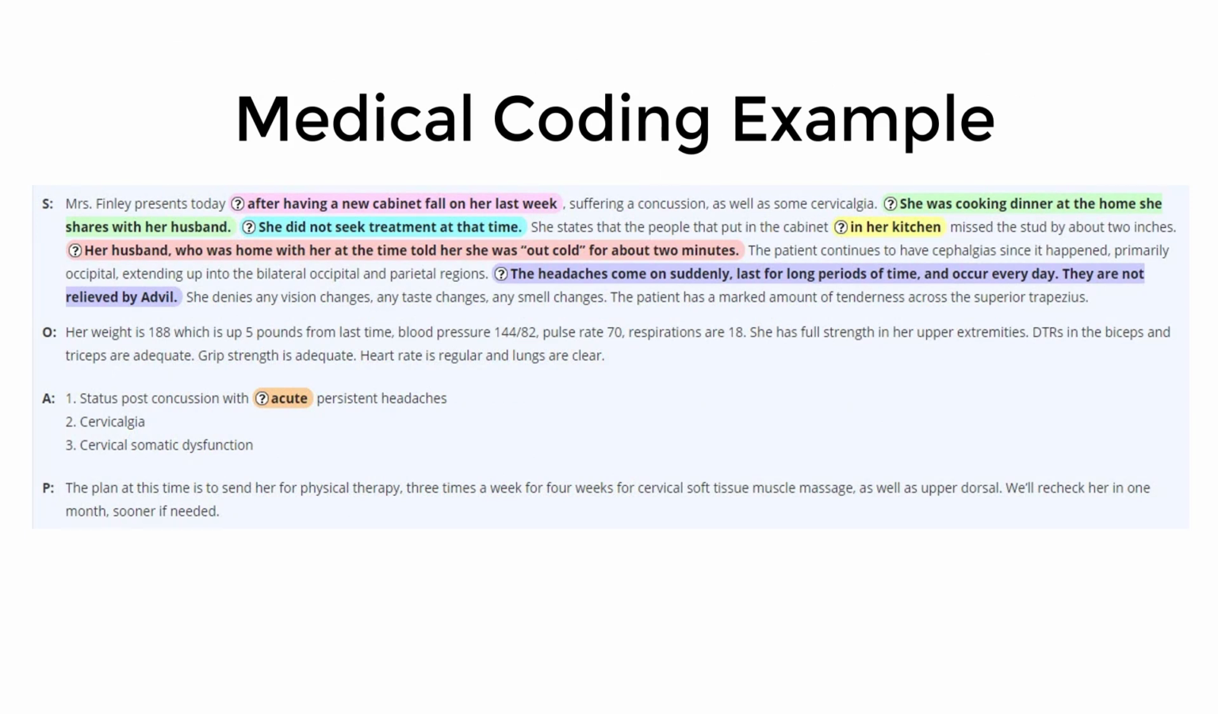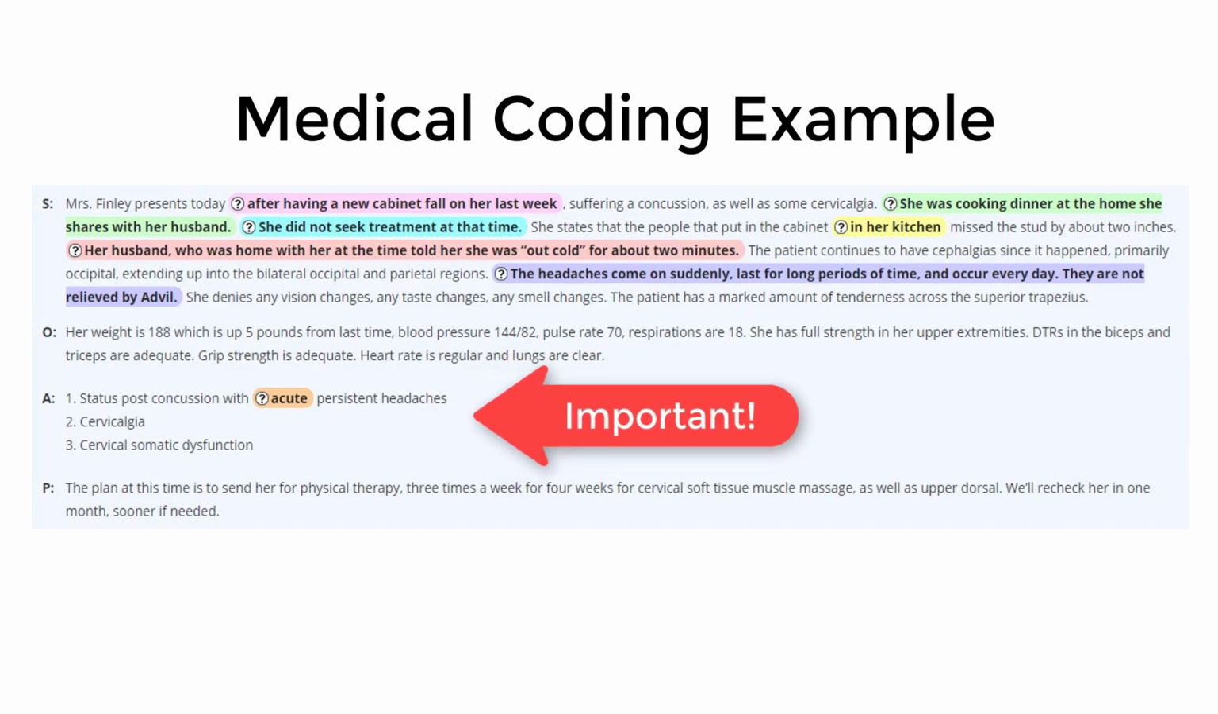Let's take a look at this medical coding example. As you can see, it's in the standard SOAP note format, with the S being the subjective, where the husband is speaking for the wife, saying that she was cooking dinner and that she fell, and when he came to her, she was out cold. The next thing you find out, she suffers from continual headaches, and this is part of the documentation by the provider.